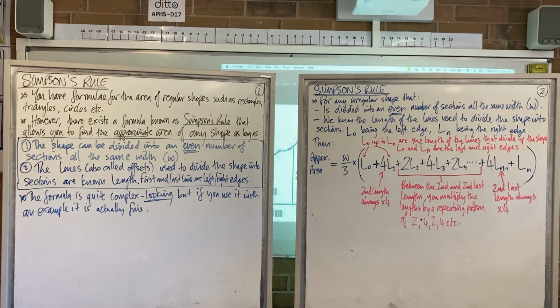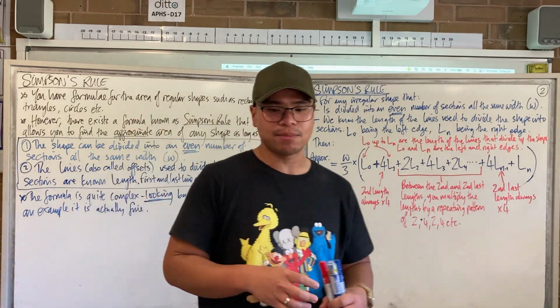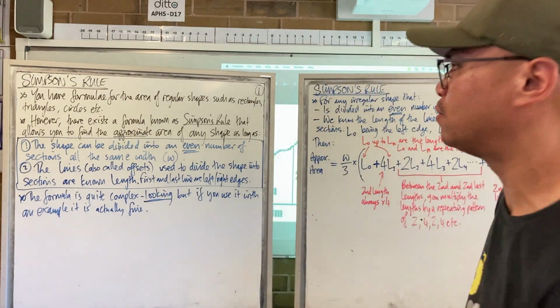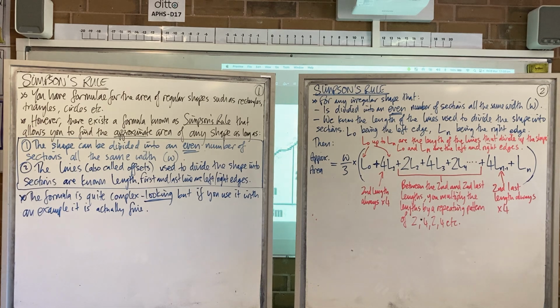Alright, so if you had mates in the other class, they might have done Simpson's rule earlier, but I decided on a more sensible order so that you could start your DI a little early. So what is Simpson's rule?